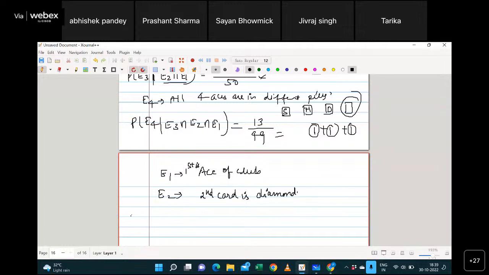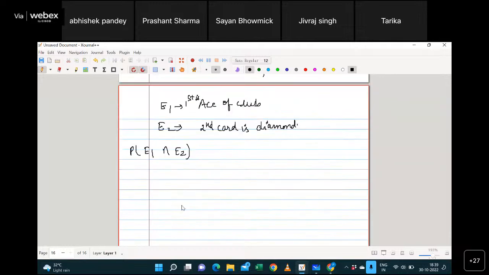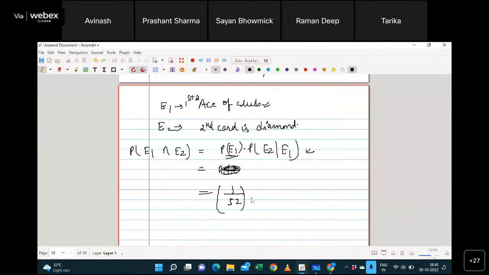So the question is, what is the probability that the first card is an ace of club and the second card is a diamond? What I can do is write probability of E1 into probability of E2 given E1. First, tell me for this one: probability of E1 is that the first card is ace of club. So what's the probability for ace of club? 1 by 52.